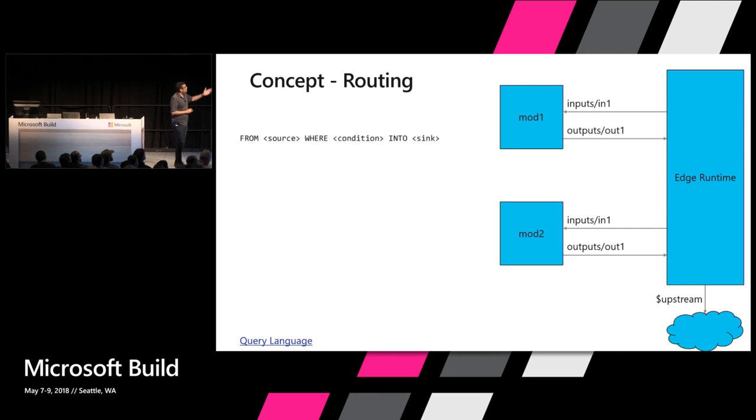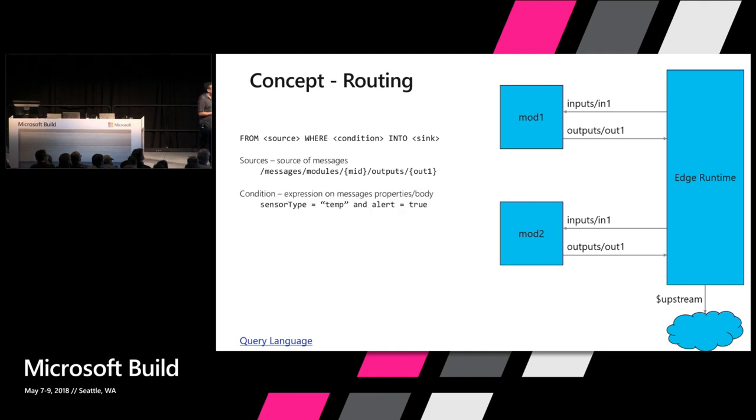Right? Now, here is some example. It's actually SQL-like syntax. We have published this language. It's already there in IoT Hub in the cloud. We brought it down to IoT Edge. So, from source, condition, sink. Source could be a module. Module 1 output is a source. Condition could be if the sensor type is temperature, if the alert is true, only then pass on this message. So this gives you a lot of control over what kind of message passing happens between modules, or between module and the cloud, or between device and a module. So this gives you all that control.